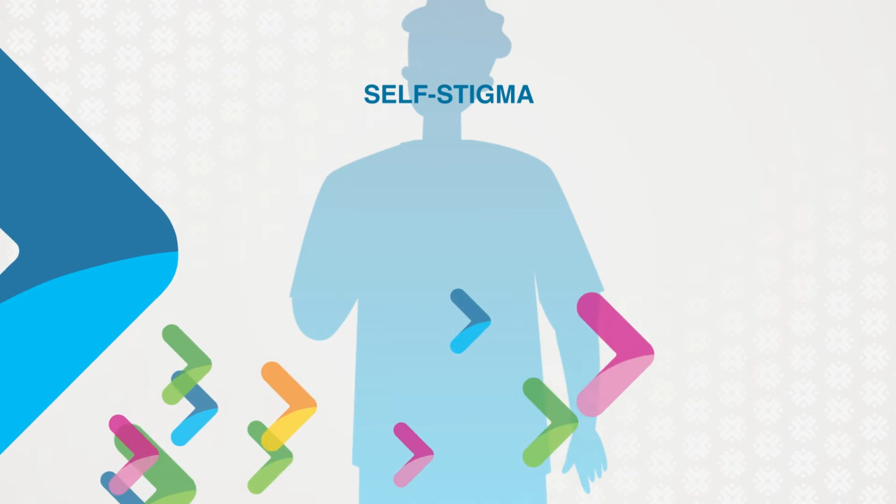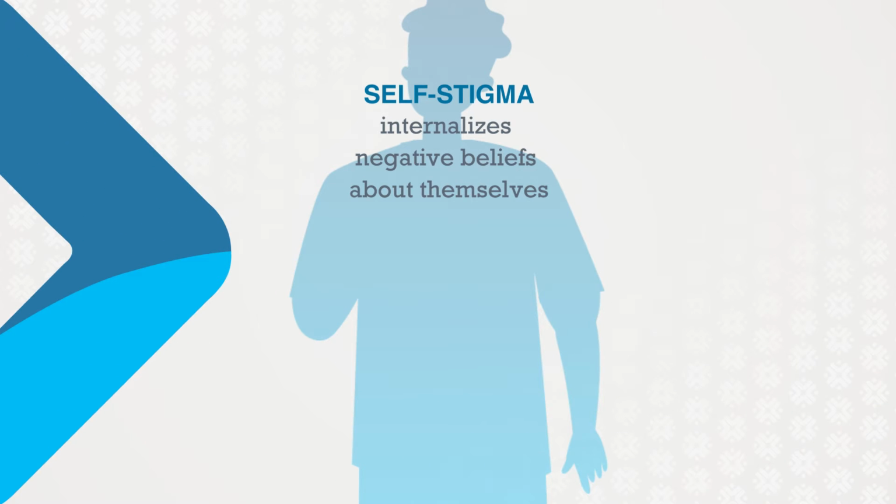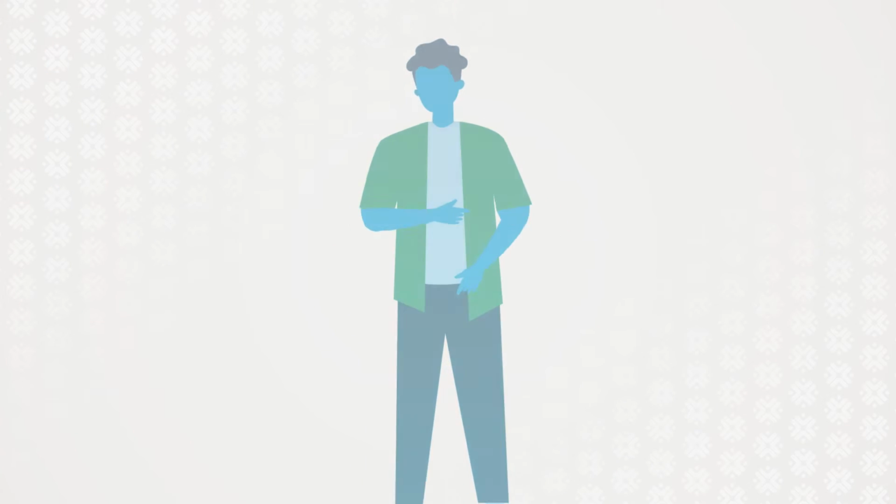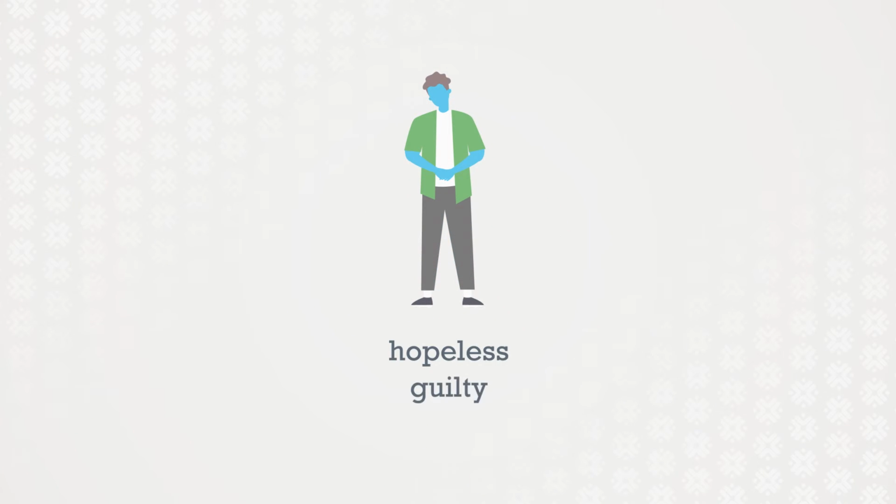Self-stigma occurs when a person internalizes negative beliefs about themselves. It is one of the psychological and emotional harms of stigma. Self-stigma leads to shame, low self-esteem, and the desire to conceal the stigmatized condition, such as hiding substance use. Self-stigma can cause people to feel hopeless, guilty, and isolated.